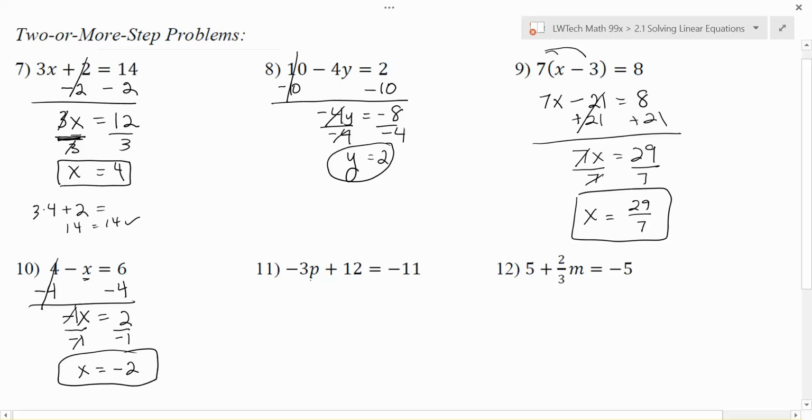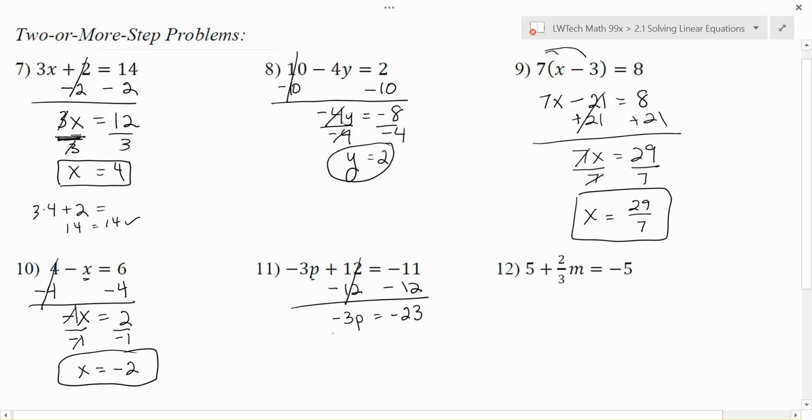Here on this one, I want to get the p by itself. It's being multiplied by negative 3 and has 12 added to it. Always get rid of the plus or minus first. So I'll subtract 12 from each side. 12 minus 12 gives me 0. Bring the negative down along for the ride, so that's negative 3p. And on this side, negative 11 minus 12 gives me a negative 23.